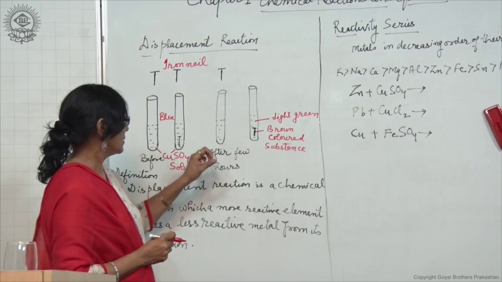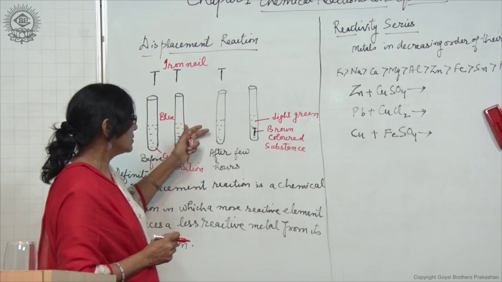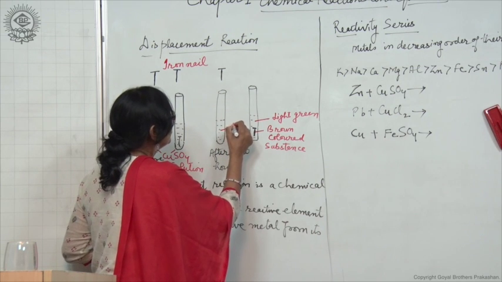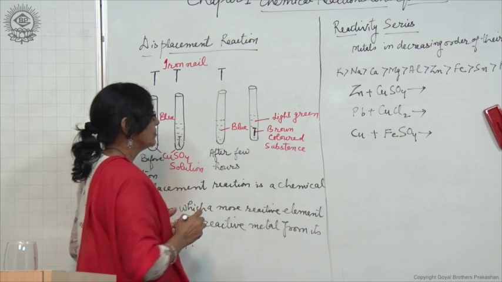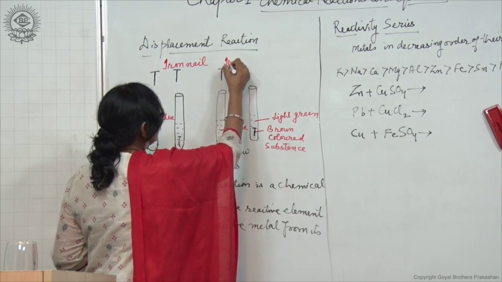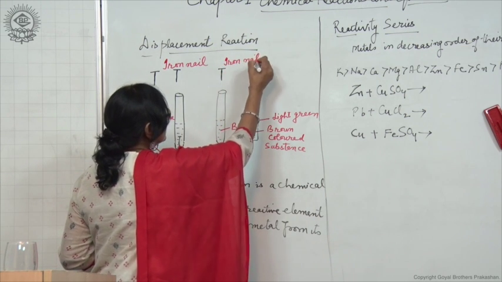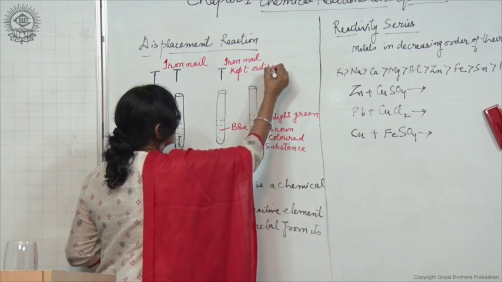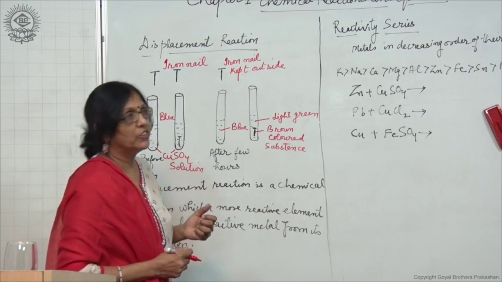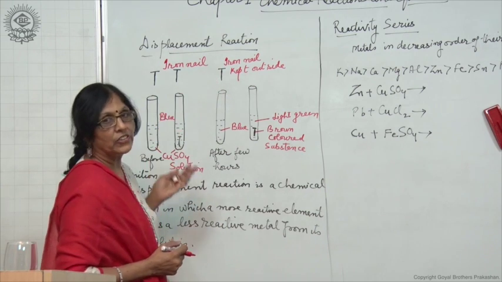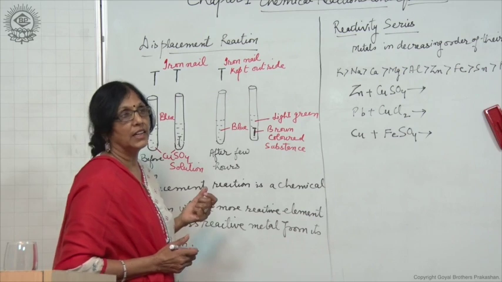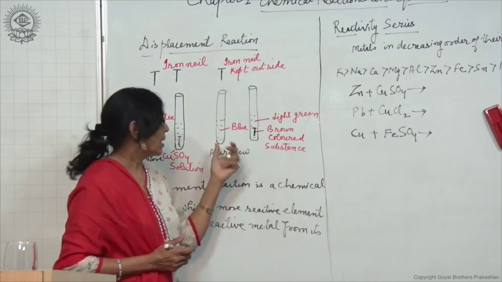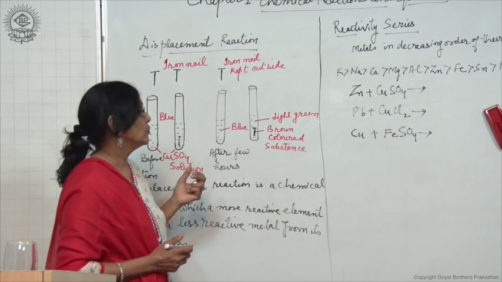Now, see this test tube. Because we have not kept the iron nail in this, the color remains the same, it is blue only. And also this iron nail which is kept outside, there is no change in color, or no change in the shine of the iron nail, it keeps shining. So, there is a difference not only on the iron nails, also on the copper sulphate solution.